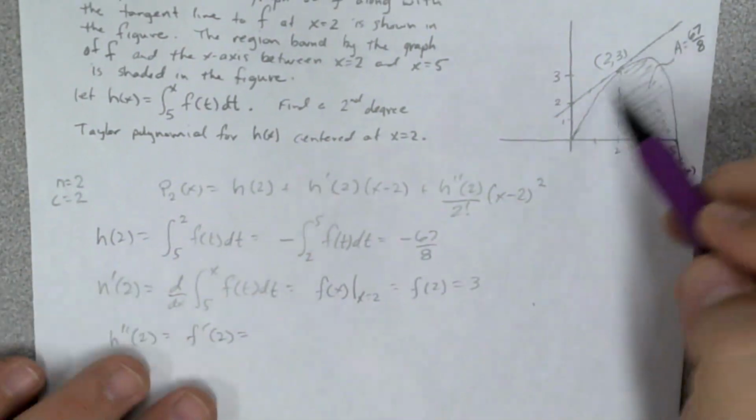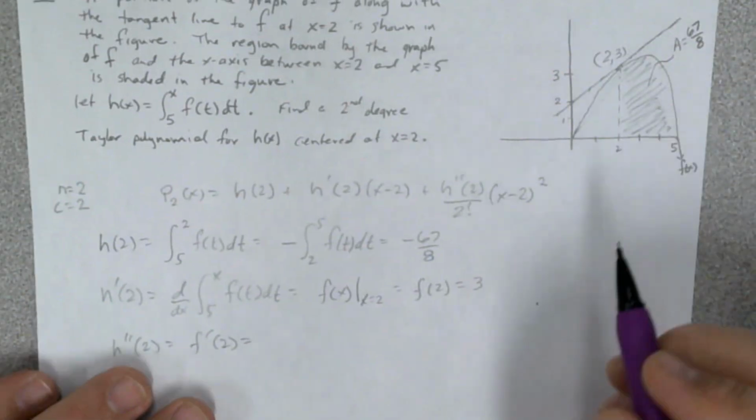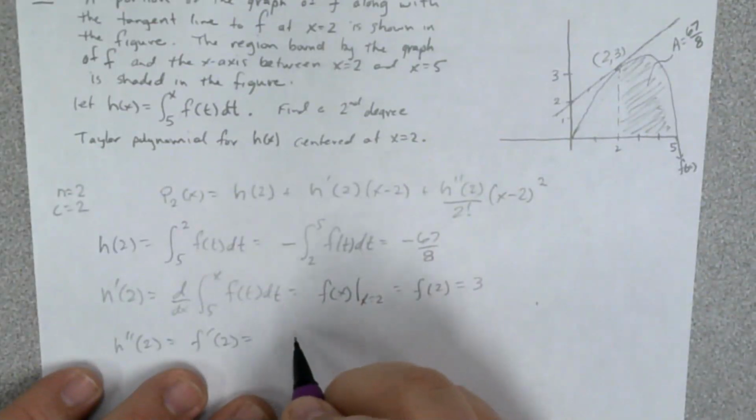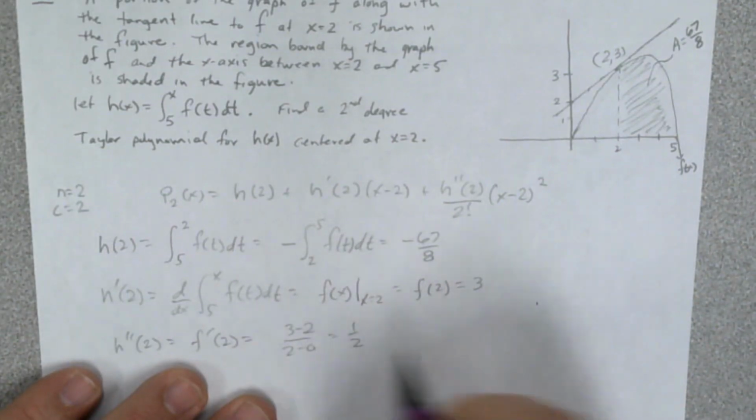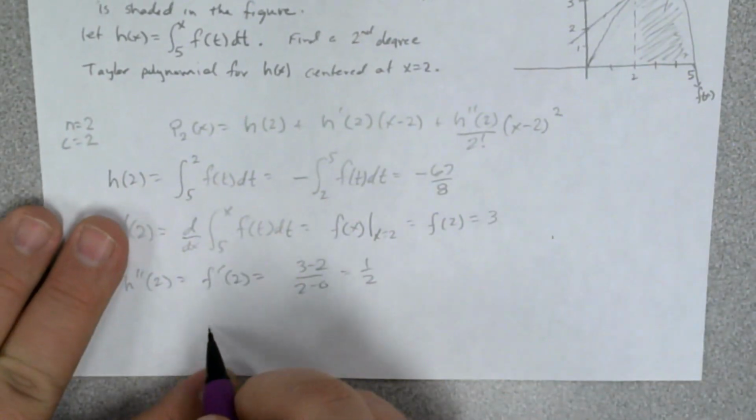And so what is the slope of this line right here? Knowing that it goes to this point right here at 0, 2, then I can just do a secant slope, or the slope of that tangent line there, 3 minus 2 over 2 minus 0, which is 1/2. And so then I can just come down here and write my Taylor polynomial now.